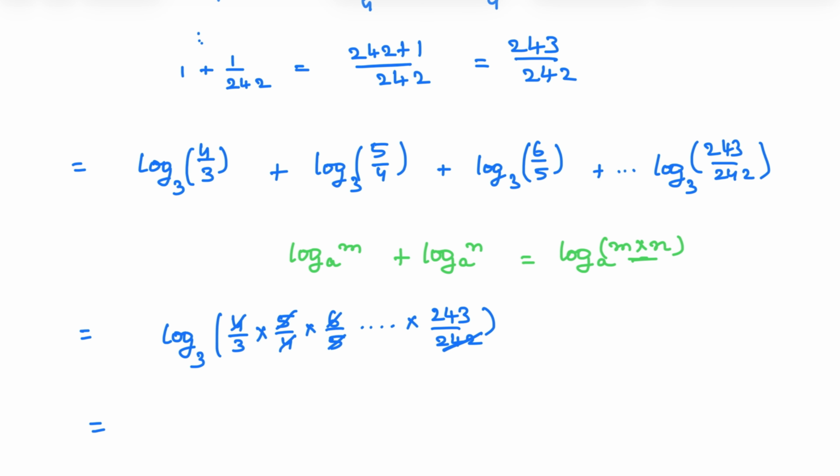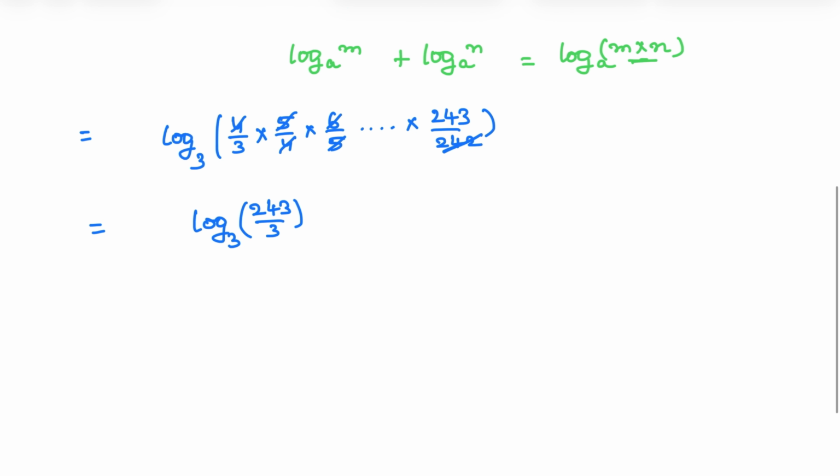It is equal to log 243 by 3 base 3. It is equal to 81. So log 81 base 3. It is equal to 81.